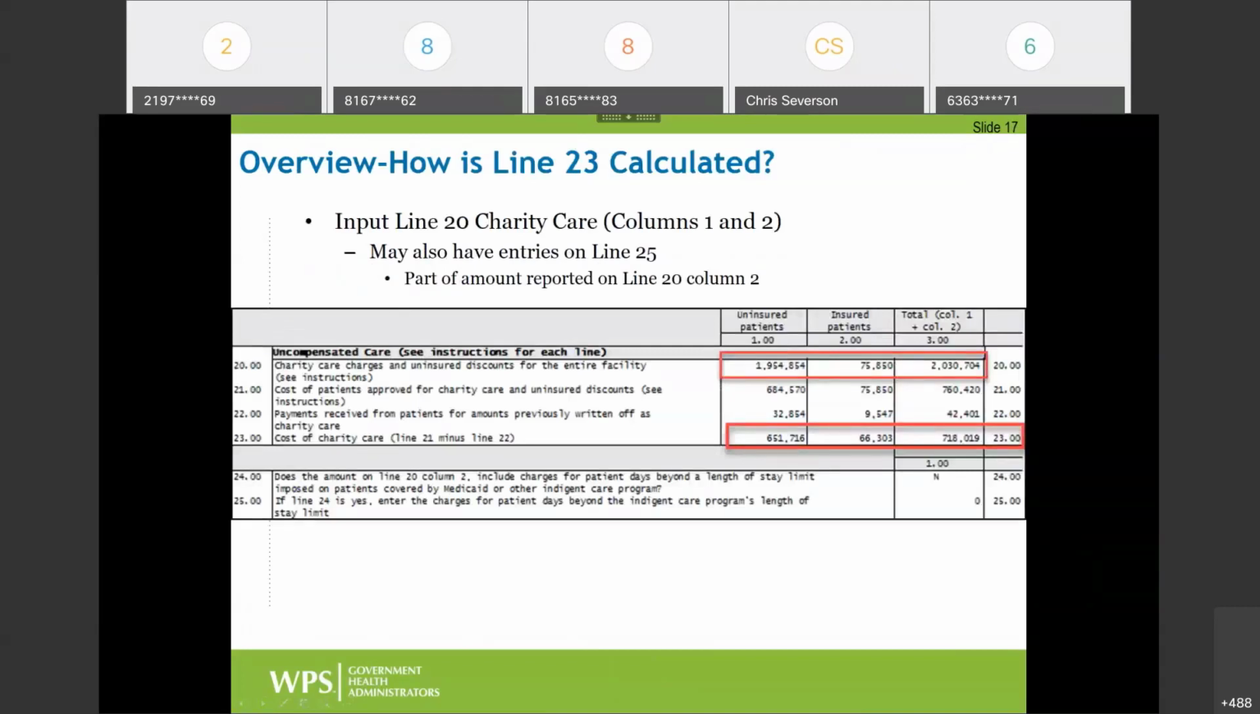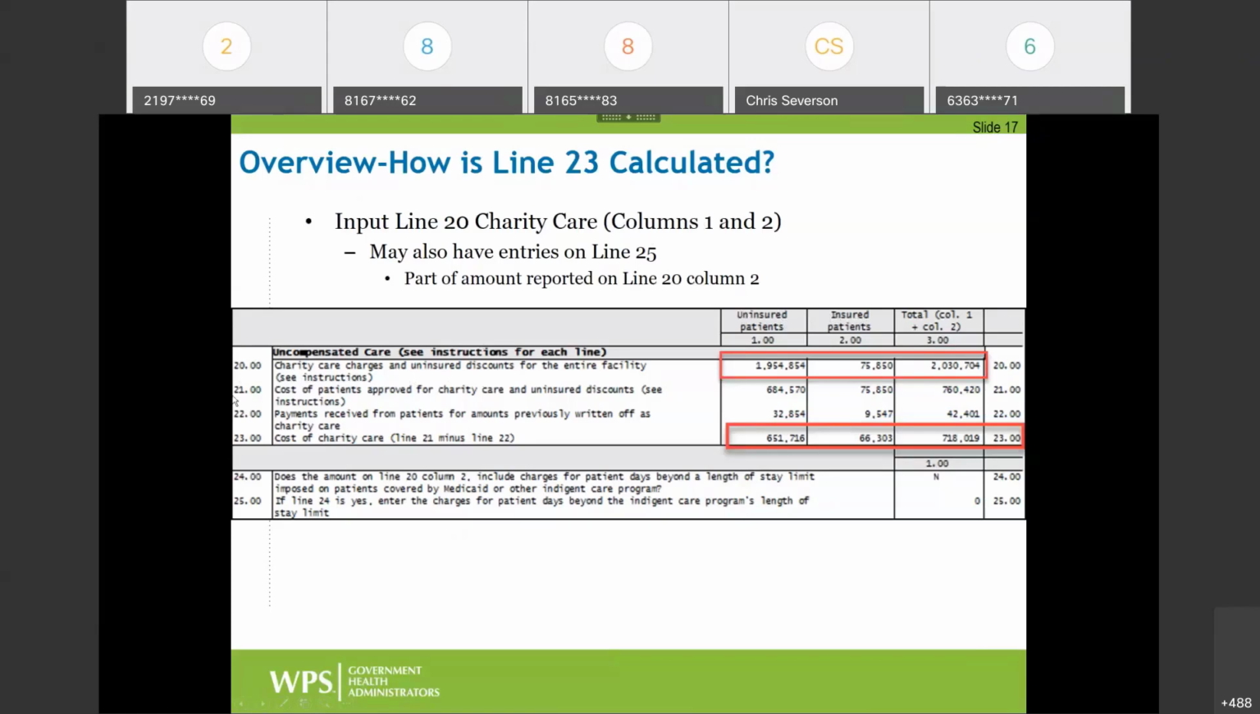Going in a little bit deeper here, focusing specifically on line 23, that charity care cost. The way this works is the actual charity care charges or co-insurance deductible amounts are reported on line 20 right here. Now that includes charity care and uninsured discounts. Again, we have two columns, uninsured patients and insured patients, columns 1 and 2. So the charge itself is reported there.